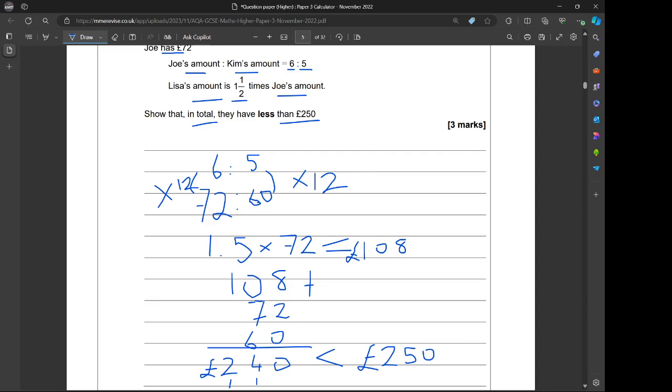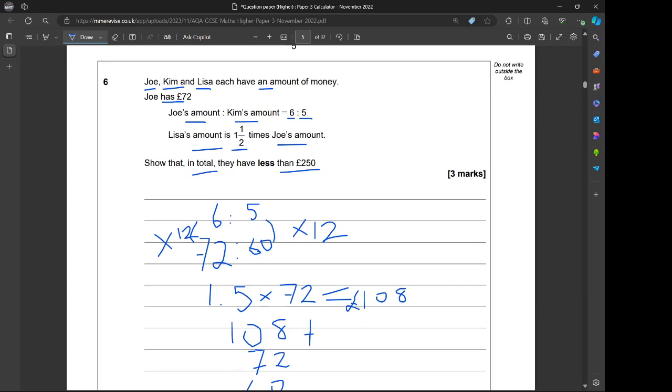Yeah, that's a good question here, Kaylin. So the 12 came from, at the beginning, 6 parts is Joe's amount. If Joe has £72, 1 part equals £12. So I did 72 divided by 6, which gave me 12. So £12 equals 1 part. To work out 5 parts, I times it by 12. Does that make sense, Kaylin?